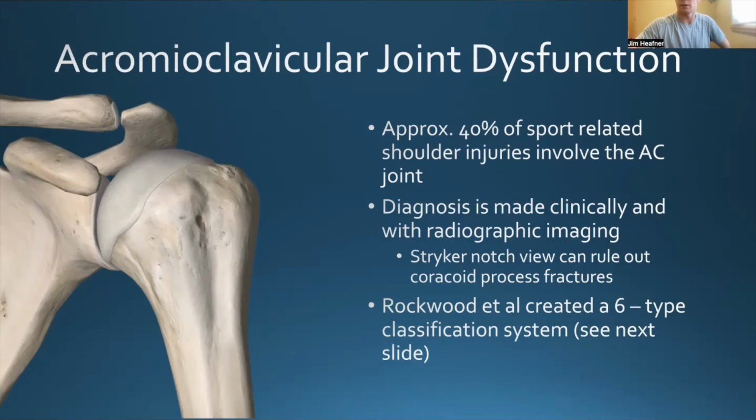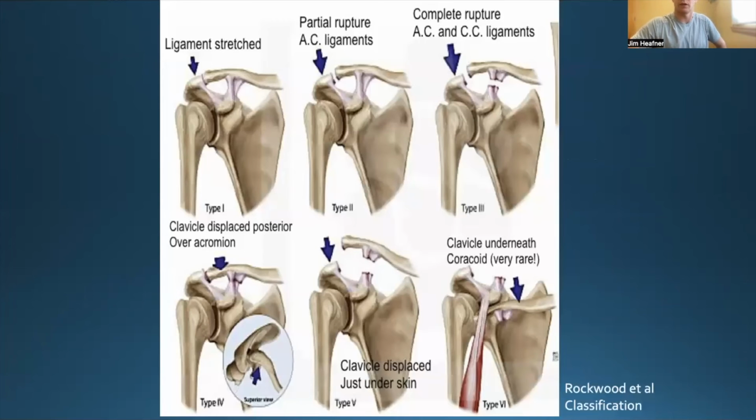Diagnosis of AC joint injuries is made clinically and with radiographic imaging. Another important OCS fact is that the Stryker notch view can rule out a coracoid process fracture. So the Stryker notch view is going to be important for a few different shoulder things. The classification for AC joint dysfunction is called the Rockwood classification, and there are 6 different types of injuries that can occur at the AC joint.